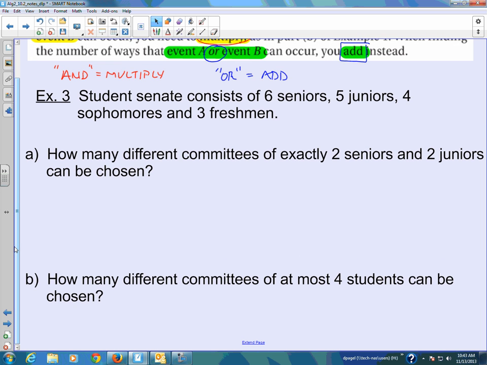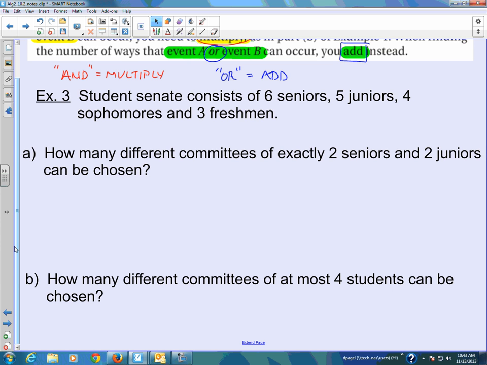So in our first example, how many different committees of exactly 2 seniors and 2 juniors can be chosen? So here, we're pulling out of just 2 groups, the senior group and the junior group. So we're not going to look at all 18 students. We're going to look at just the groups of seniors and juniors, which would be 6 seniors, 5 juniors. So we have a total of 11 here. So our n value here is going to be 11, because I've got 6 of those and 5 of those.